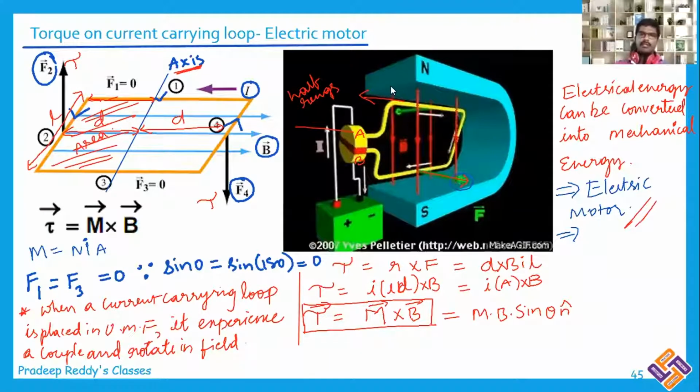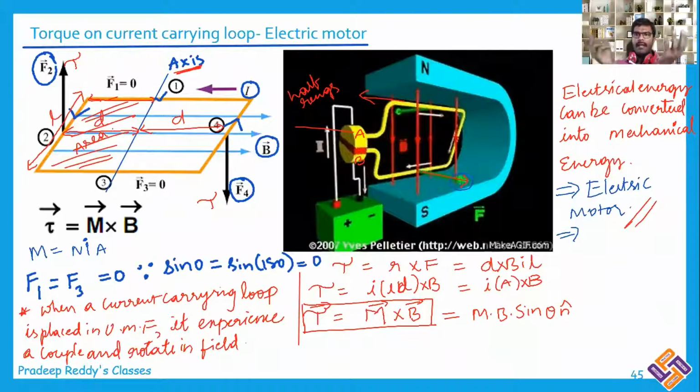And electric motors are used in almost all electrical appliances which we use in our home. In a mixer, we use an electric motor. In a grinder, we use an electric motor. And in a fan, we use an electric motor. So everywhere the principle is the same.